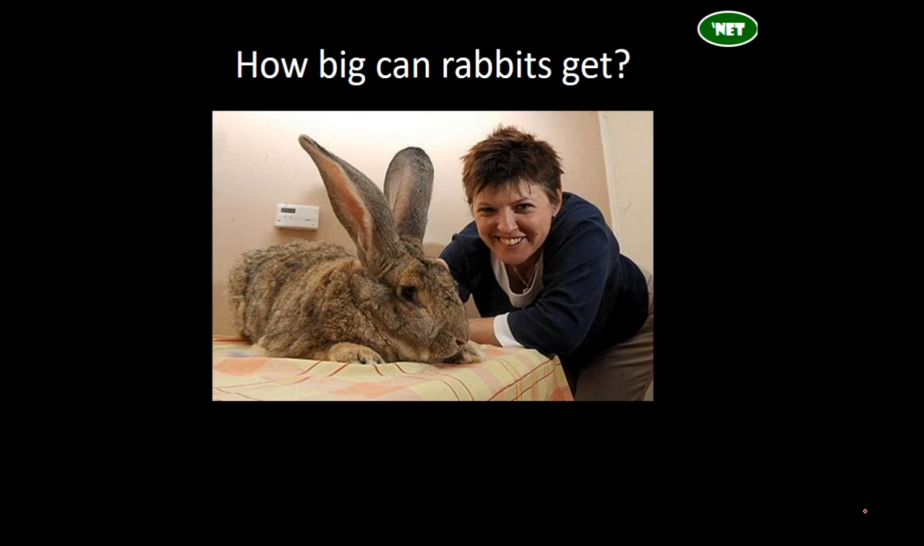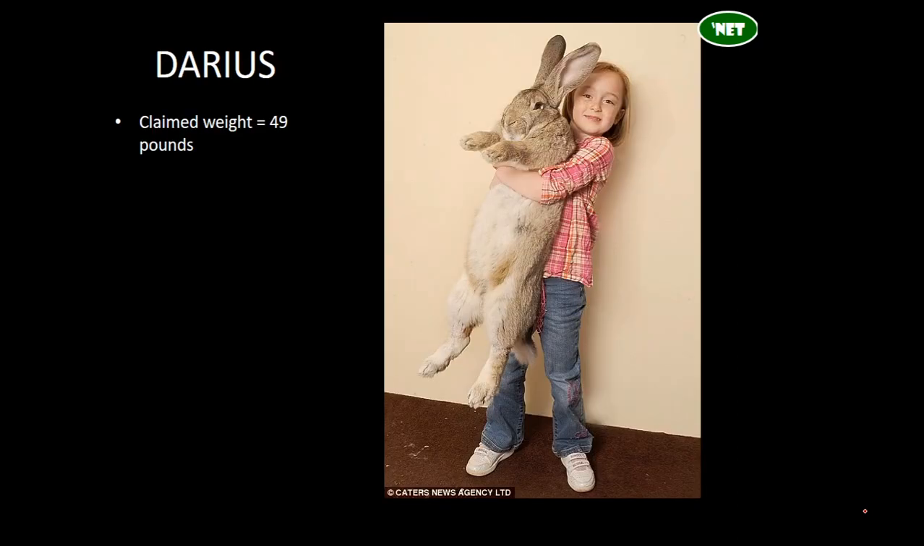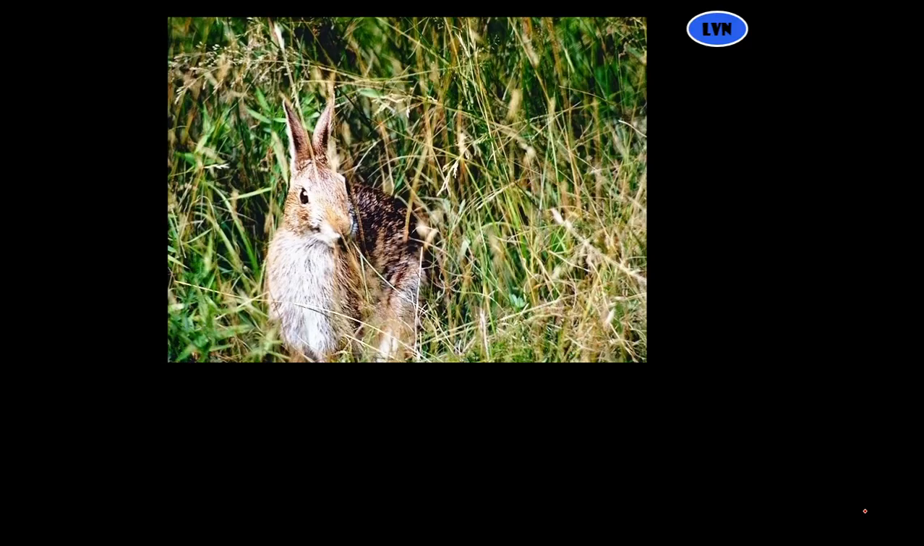The world record holder, according to what I can find, is Darius. They claim that Darius is 49 pounds. And of course, having a child hold the rabbit makes the rabbit look bigger. But I don't know that you need to do anything extra with a 49-pound rabbit than just show a 49-pound rabbit. So that's pretty big. That's a large rabbit. So none of the wild rabbits get anything close to that. Of course, that's a domestic.